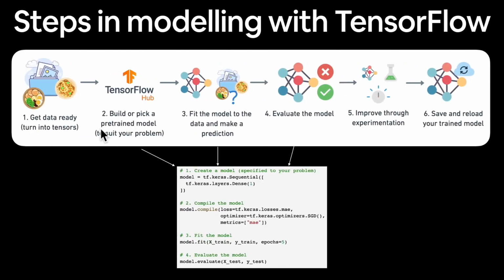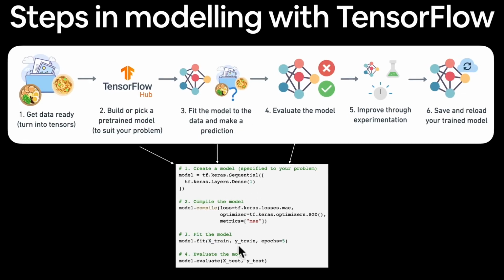Now, step 2, once our data is in tensors, we can build or pick a pre-trained model to suit our problem. We can use pure TensorFlow or TensorFlow Hub. We'll see that in a later video. So that would be step 1 here, creating a model specified to your problem. Wonderful. Then we fit the model to the data and make a prediction. So that would be down here, fitting the model.